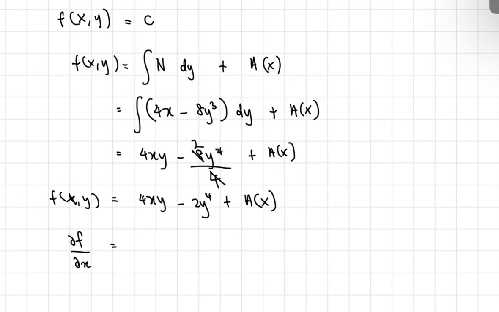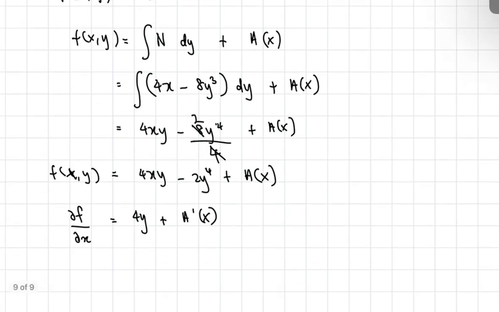When we are differentiating with respect to x, this is variable x, that means 4y is a constant. So you will get 4y. 2y to the power of 4 is constant, so 0. And then plus a prime x. Del f over del x, this one must equal to M. So let me write this one: del f over del x must equal to M.